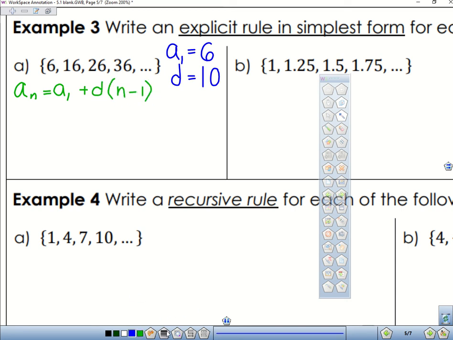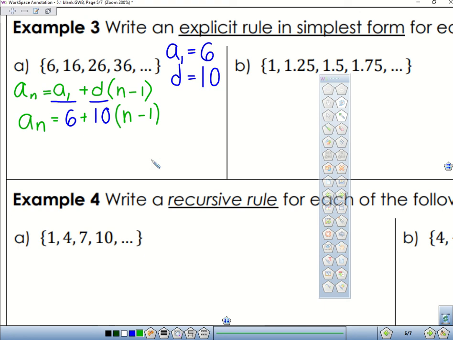And now, whenever you use that formula, you're always going to plug in two places, the A1 and the D. Those are the two spots you will always plug in for. So I'm going to rewrite this. A sub n is equal to A1 plus D times n minus 1. So those are the two things you always are going to plug into your explicit formula, the A1 and the D. Everything else stays as is.